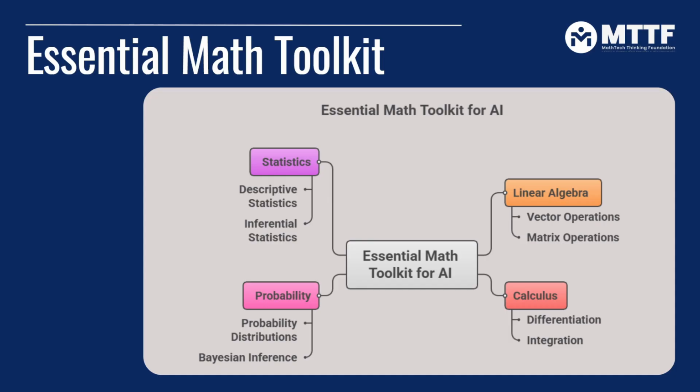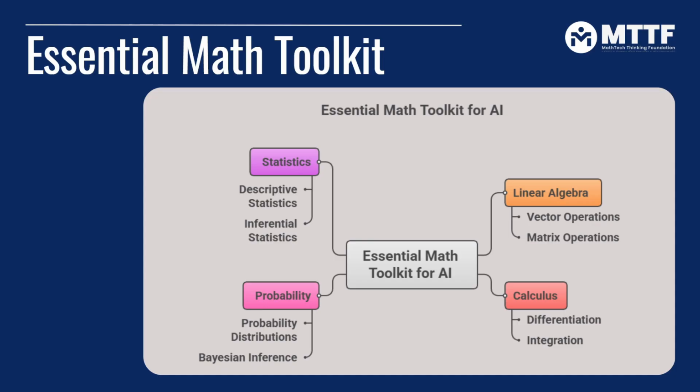Linear algebra is the language of neural networks. Vector operations allow machines to represent inputs and features. Matrix operations enable the transformation of the data as it flows through the layers of the neural network.